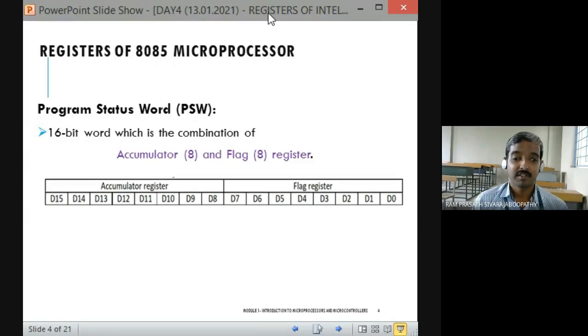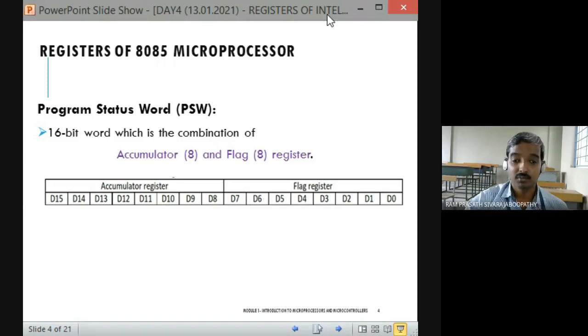Clear? So the last ALU operation result is in the accumulator, and its status is in the flag register. Combined, these two together we call the program status word. It is a 16-bit word which is the combination of the accumulator and flag register. So kindly observe this pattern. Totally 16 bits are there. Okay, if we say PSW, what are the first 8 bits? From MSB, the first 8 bits are accumulator content, the remaining 8 bits are flag register content.